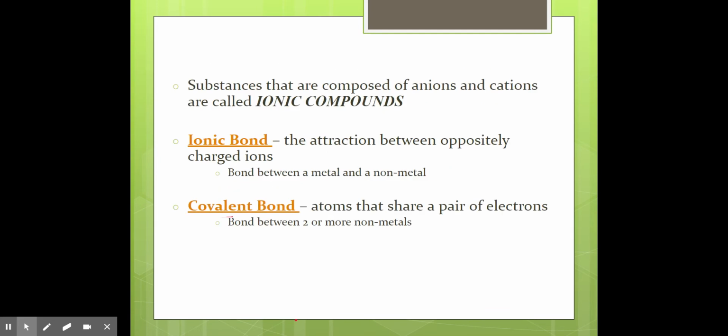So we have different rules when it comes to naming and writing formulas. Right now we're going to go over the ionic compounds. Ionically bonded, you have attraction between oppositely charged ions. With covalent bonds, you share electrons. That's why it's like co-captain: you share the responsibilities.